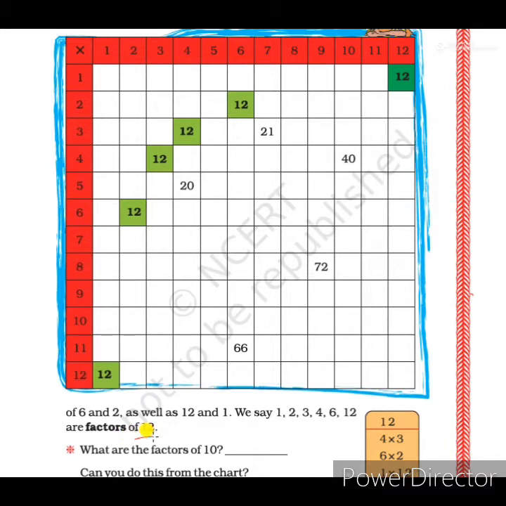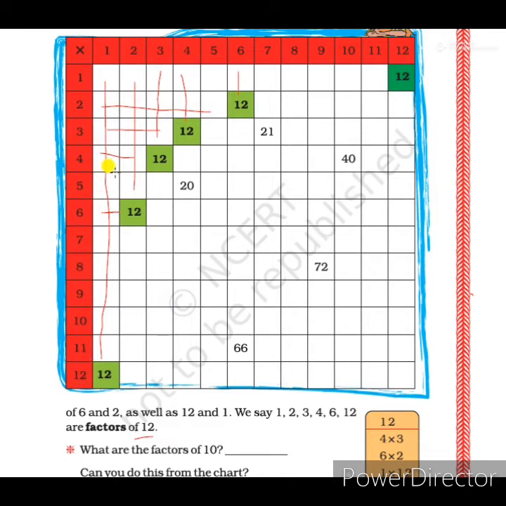Now you look at this chart. Here first, 1 into 12. That means the 12th multiple of 1 is 12, and second, the 6th multiple of 2 is 12, and the 4th multiple of 3 is 12, and the third multiple of 4 is 12, and after that the second multiple of 6 is 12, and at the last box, 12 into 1 equals 12.